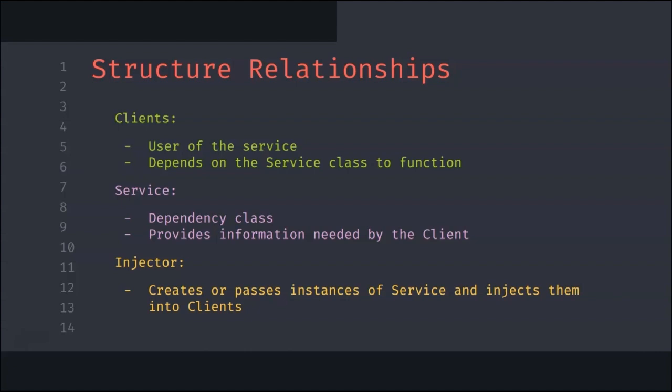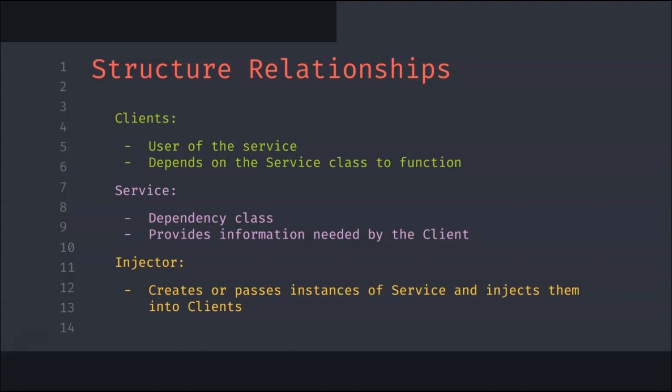The client class is the user of the service and is dependent on the service class to function or do its job. Rather than creating the services itself, it receives the dependencies from the injector class. The service class is the class that the client depends on. In this UML example, it is an interface. It provides or performs the functionalities that are required by the client class. Its services are then implemented by the injector class to be injected into the client class.